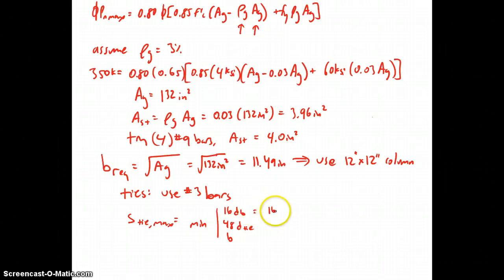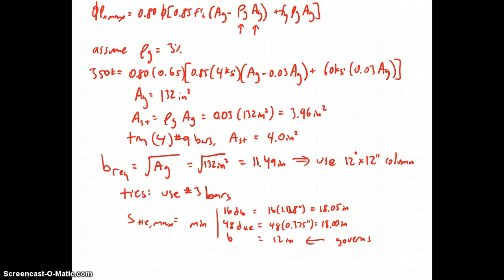So 16 d_b is going to be 16 times 1.128 inches, which is 18.05 inches. 48 times the diameter of the tie is 48 times 0.375 inches, or 18 inches flat. And b we just solved for, and that was 12 inches. So we're using the minimum of these three. This governs. So our tie spacing is going to be 12 inches.